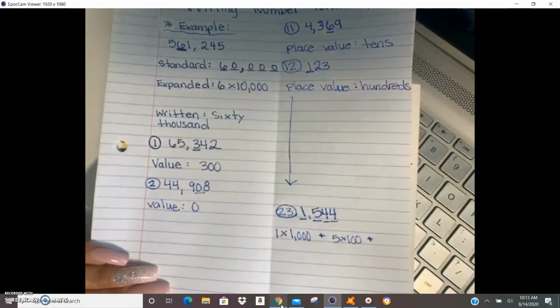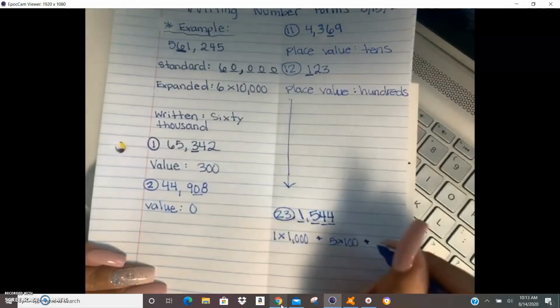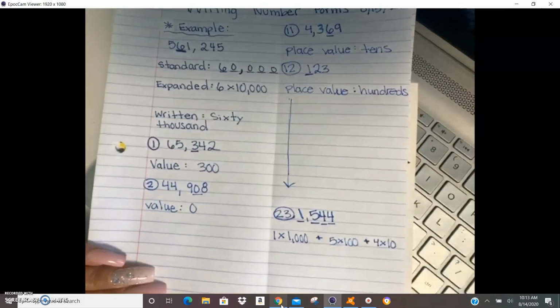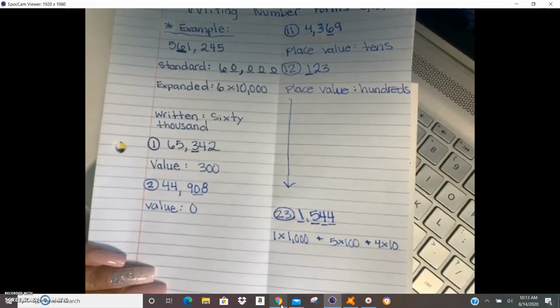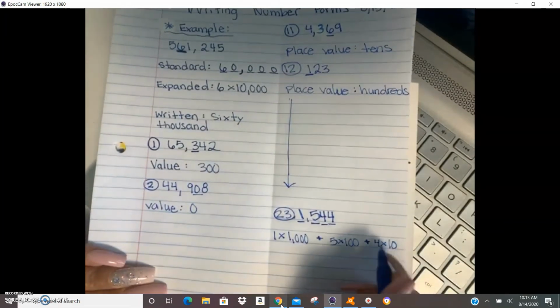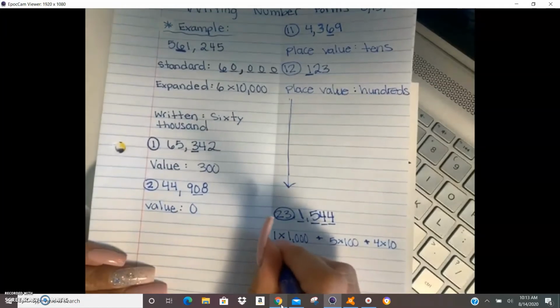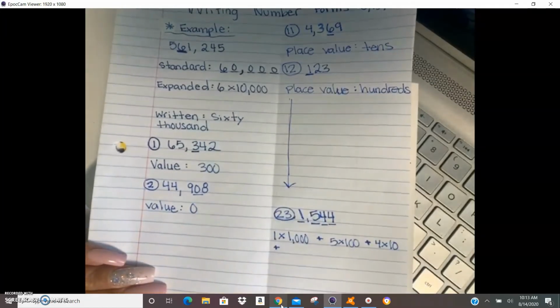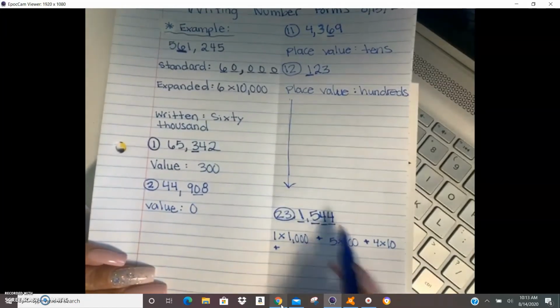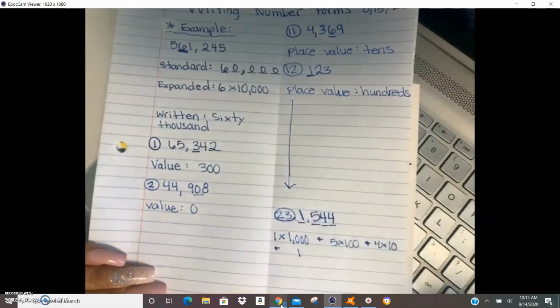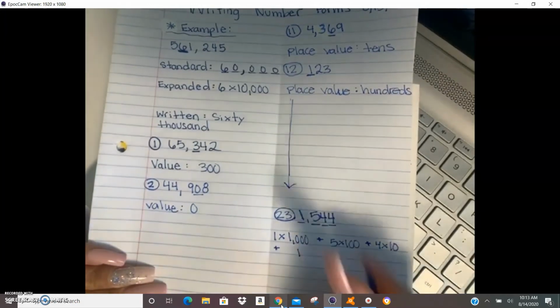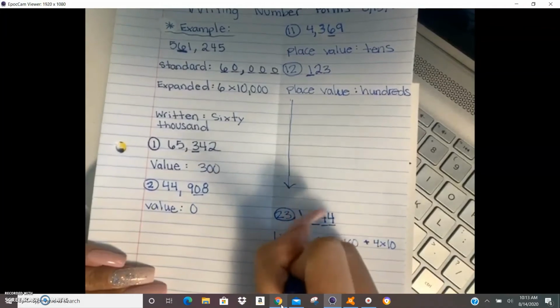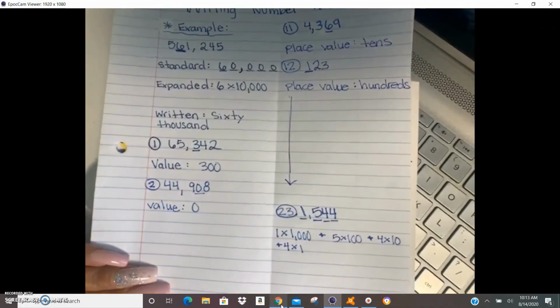This is the tens place. How many tens do I have? I have 4 tens. So I'm going to write 4 times 10 because I have 4 of the tens. I have 10 4 times. And last but not least, plus, the last place value. It's the ones place. How many ones do I have? I have 4 ones. So it's 4 times 1.